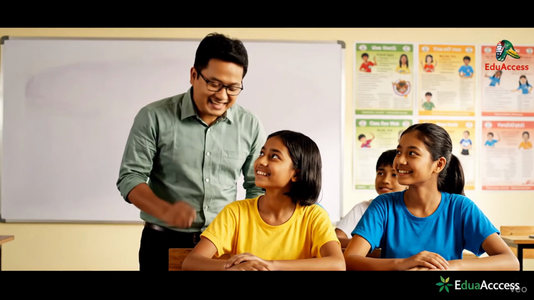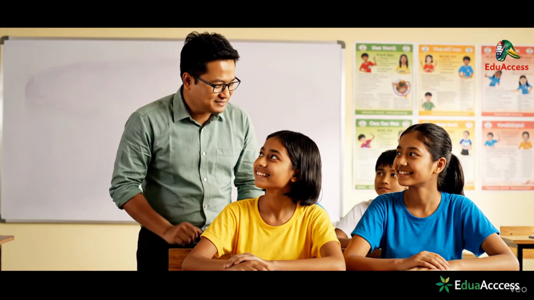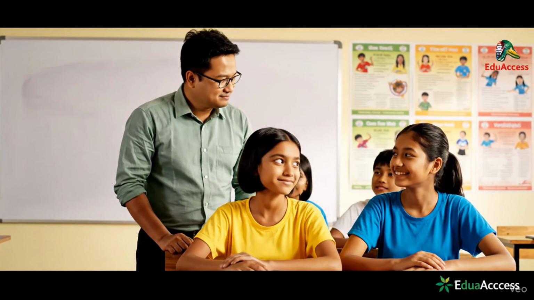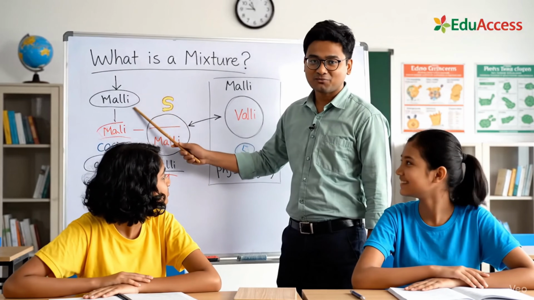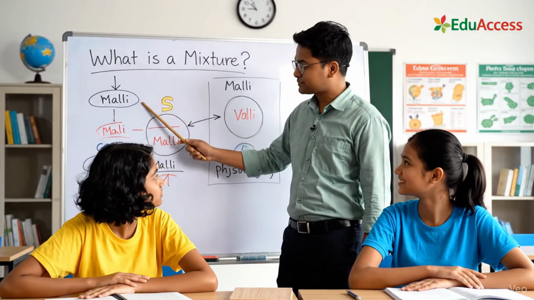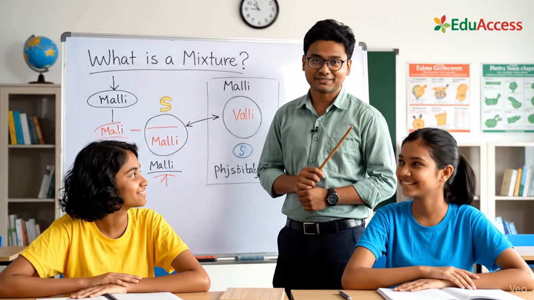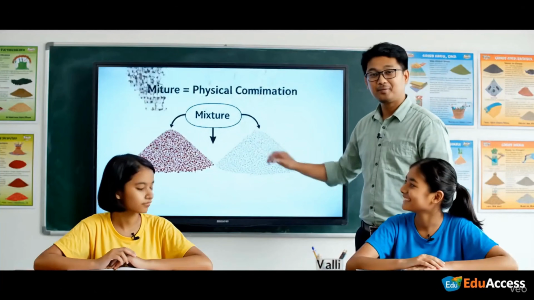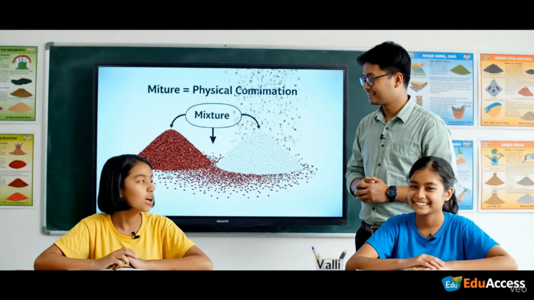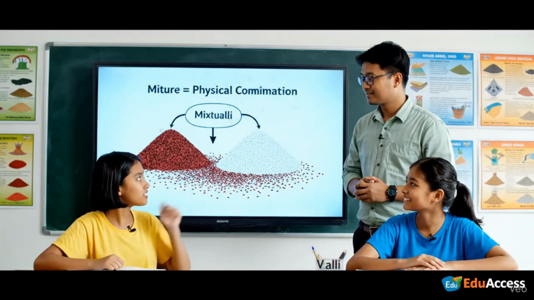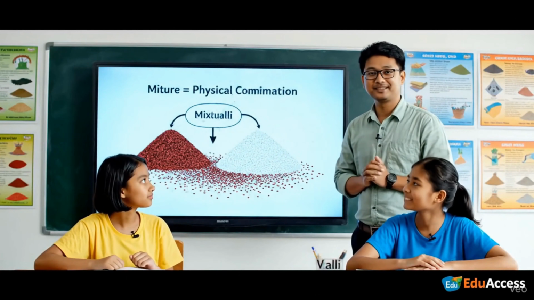Excellent, Malli. That's exactly what we call a mixture. A mixture is formed when two or more substances are combined physically without any chemical change. As you can see, when we combine the grains, it forms a mixture, which is a physical combination. What does this mean? We can separate them again.